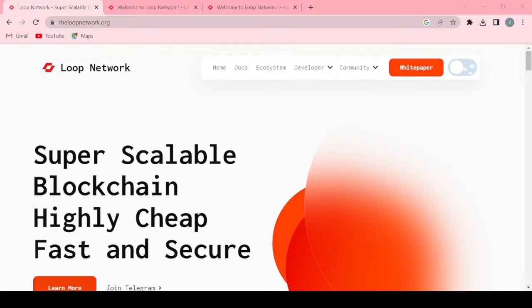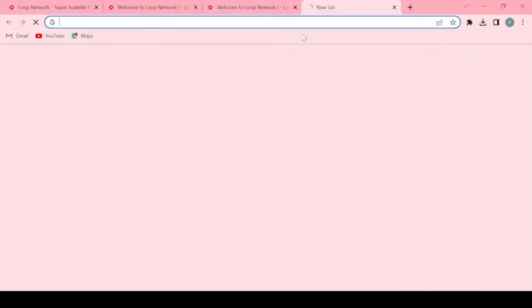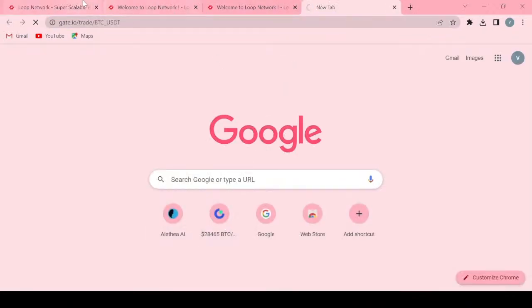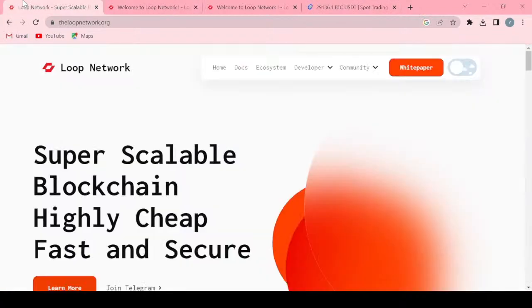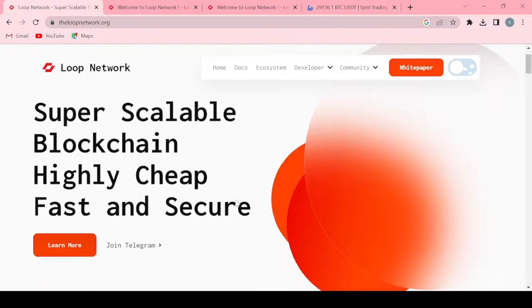So here you can see this is the website for Loop Network, and let me see that token on Gate. How much is the price of the token now? Let's see how much the token price for Loop Network is. Okay, before getting into this, what is Loop Network?